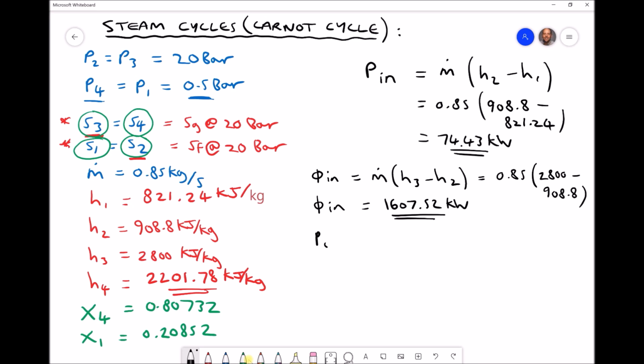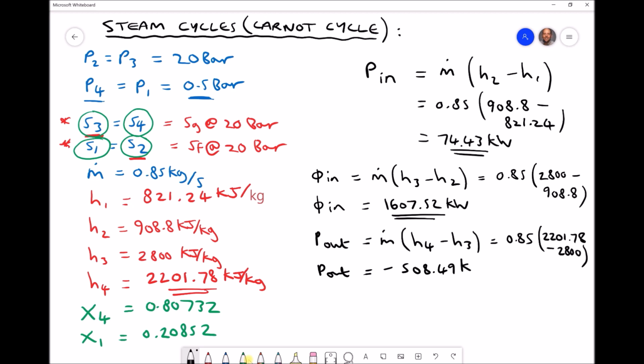So this time we have P out equals m dot. The enthalpy at the exit of the turbine is H4, and at the entrance we have H3. So we have 0.85. H4 is 2201.78. And from that we're subtracting H3, which we already said was 2800, giving us a power output then equal to minus 508.49.